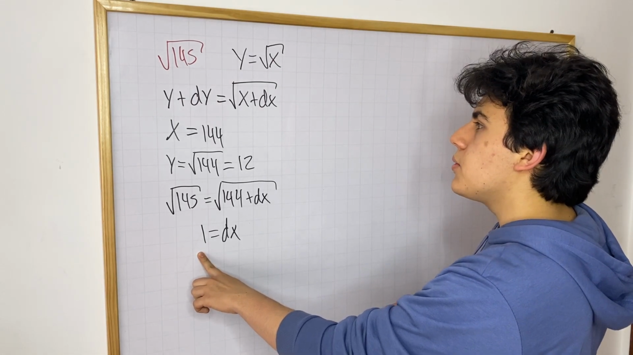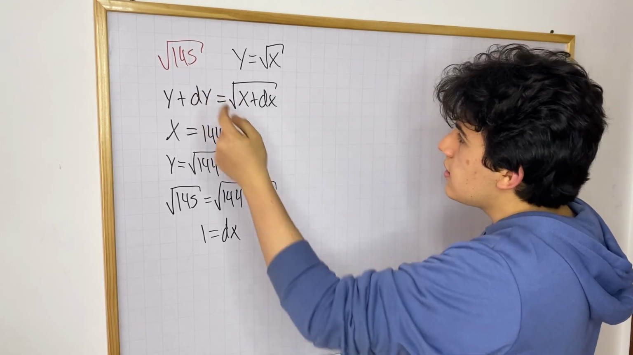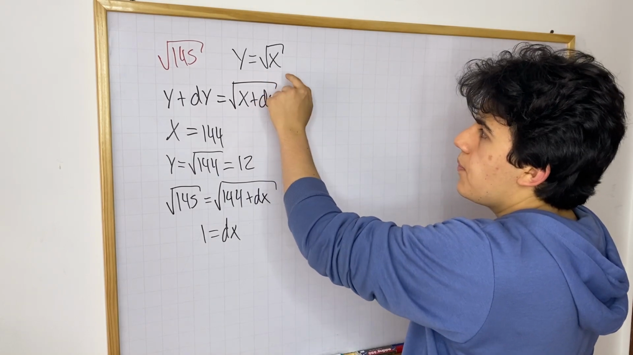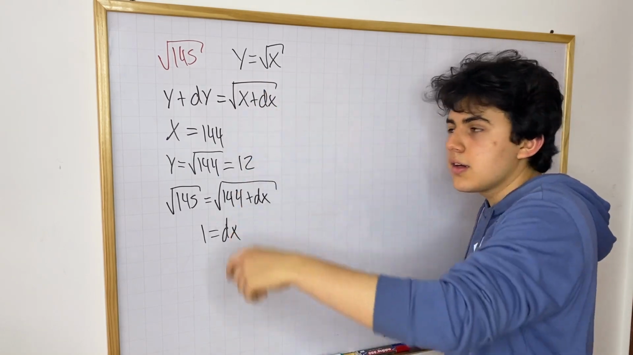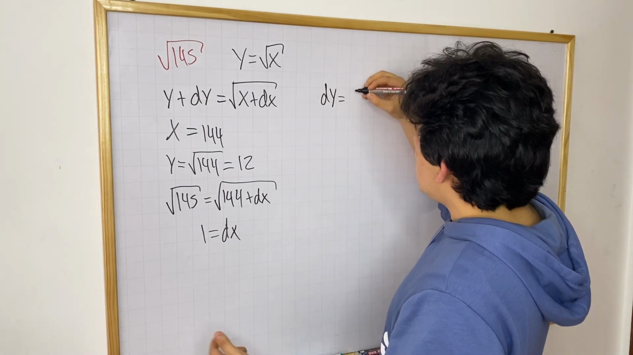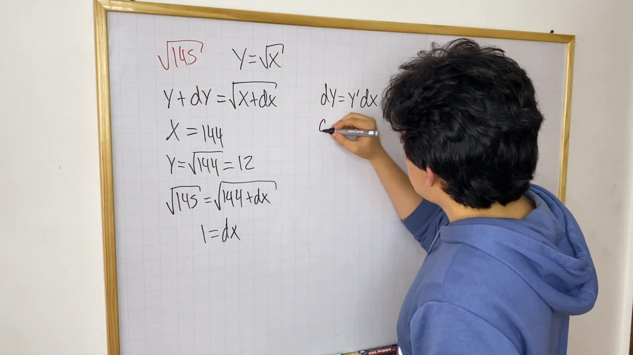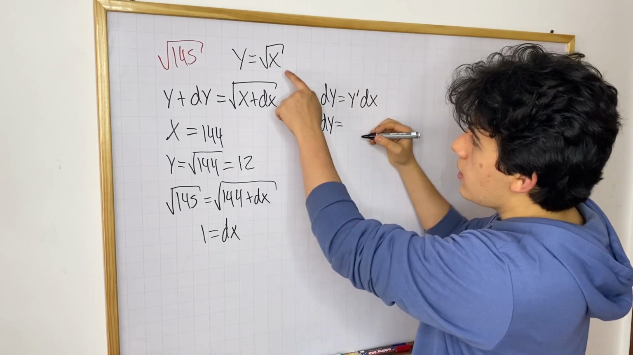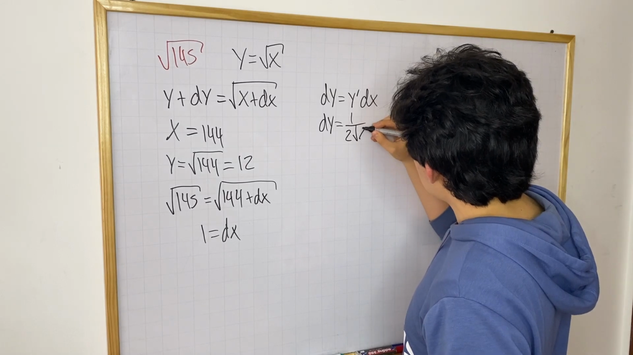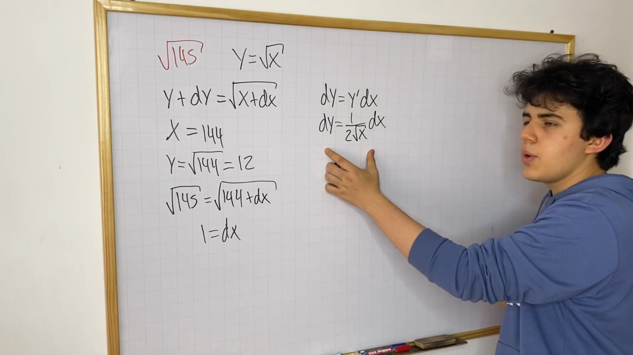And now the only value that we need to find, since we already have y, x, and dx, is dy, the differential of y. We know y is equal to the square root of x, so we can differentiate this function and multiply by dx. Remember, I'm going to write it over here. The differential of y is y prime times the differential of x. The derivative of square root x is 1 over 2 square root x, times dx. So this is the value that we have.